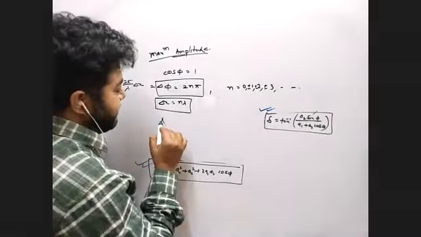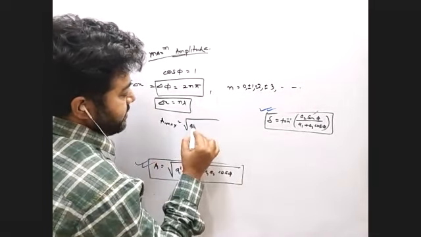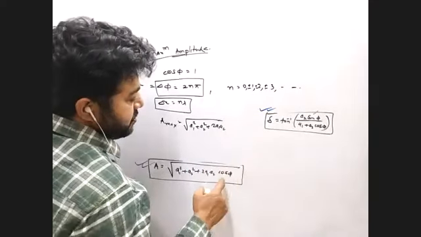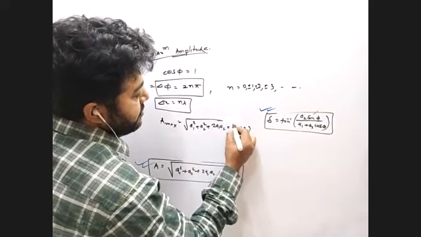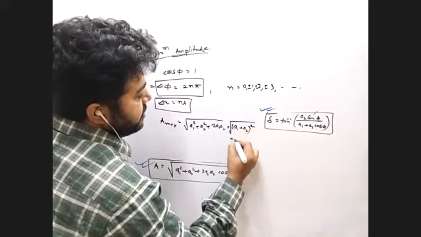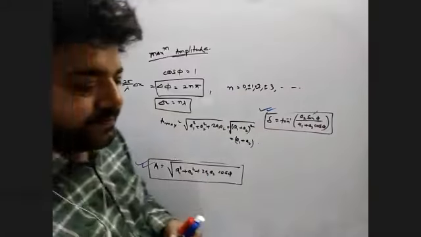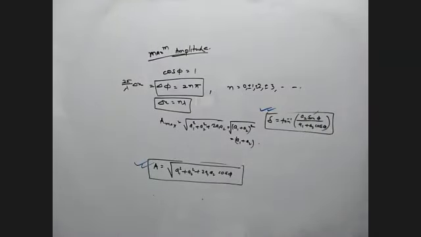And in that case, the maximum value is how much? Root under a1 square plus a2 square plus 2 a1 a2 cos 1, that is root of a1 plus a2 whole square, that is a1 plus a2. Everyone clear?